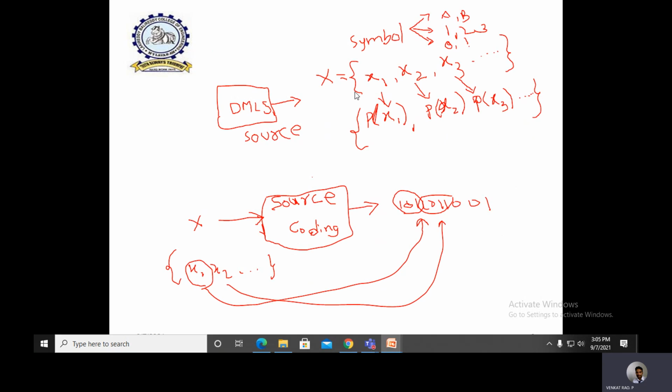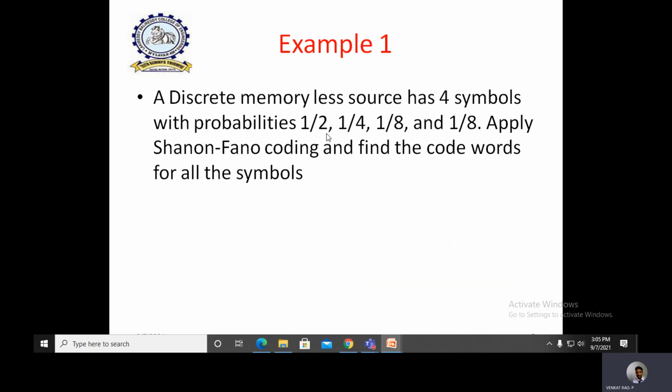So we have a list of source symbols, suppose x1, x2, x3, and we have every probability of these source symbols. We need to arrange these symbols in the decreasing order of their probability. That means highest probability first, lowest probability next. Let us see an example.